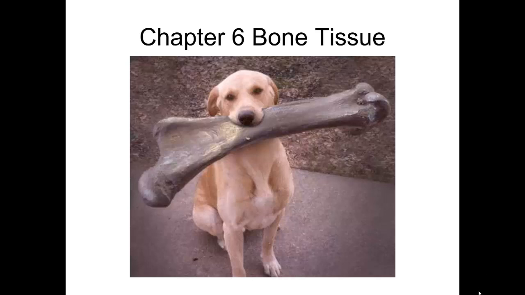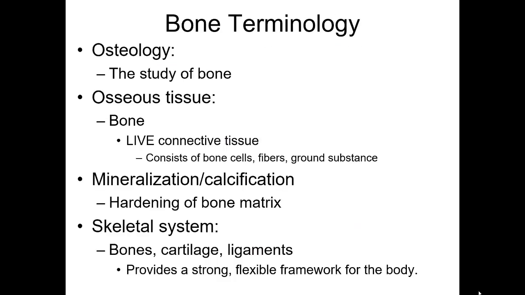Hi, during this lecture we are going to go over part 1 of the bone tissue chapter. During this chapter we are going to go over the study of bone, which is called osteology, the osseous tissue, the structure of bone tissue, mineralization and calcification, and the study of the skeletal system, which includes bone, the cartilage, and the ligaments associated with it.